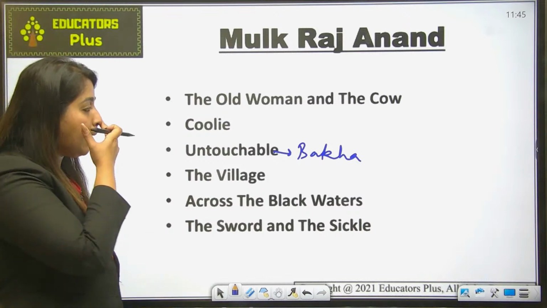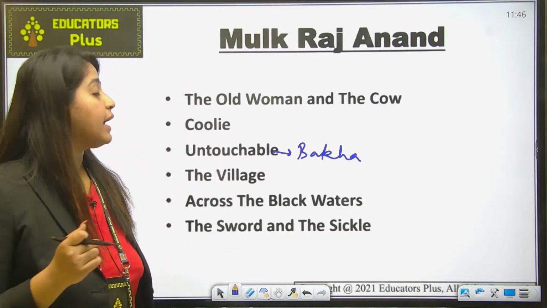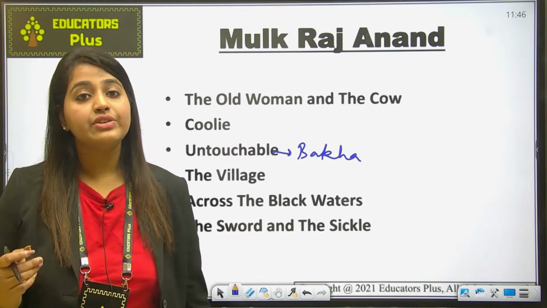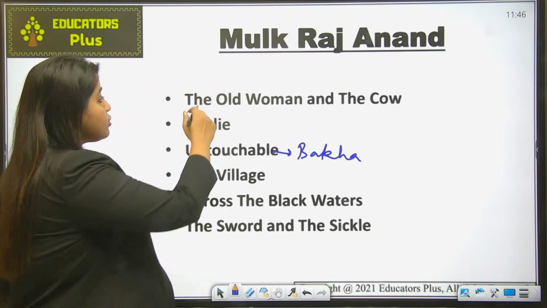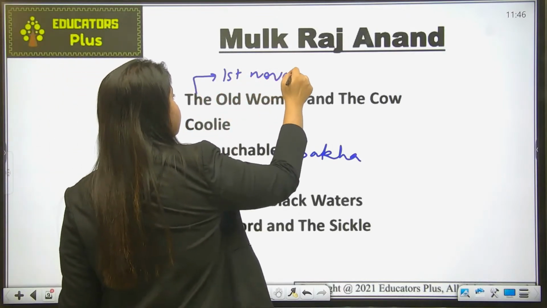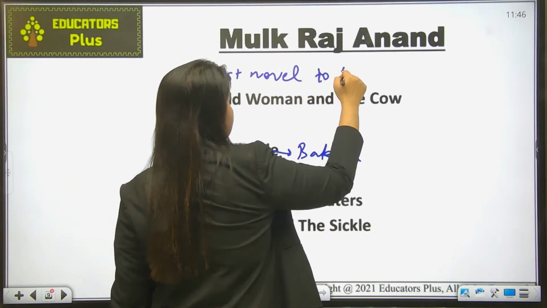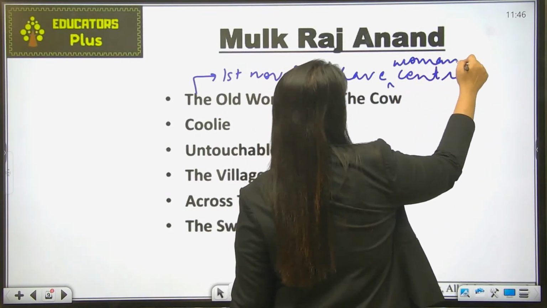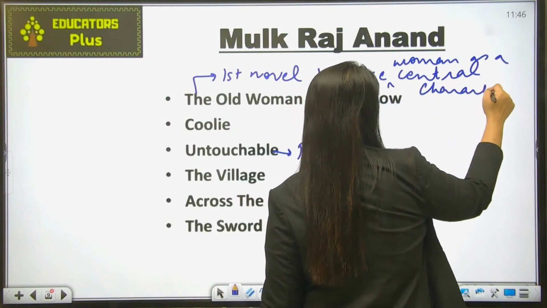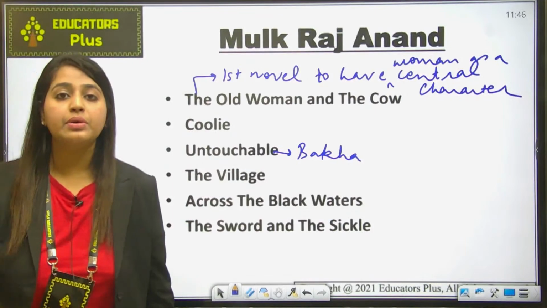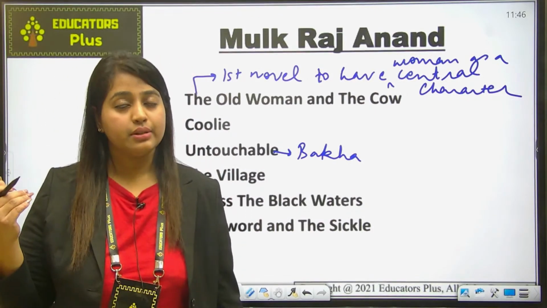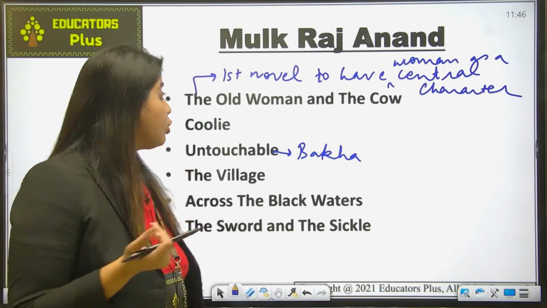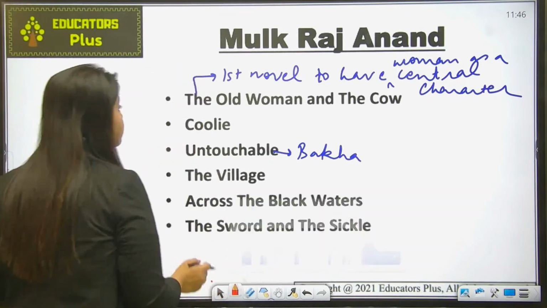Okay. Then the old woman and the cow. Now you should remember that this novel is the first novel of Mulk Raj Anand to have a woman as a central character. Please remember this point. The Old Woman and the Cow is the only novel of Mulk Raj Anand with a woman as the central character. And who was that woman? Gauri.